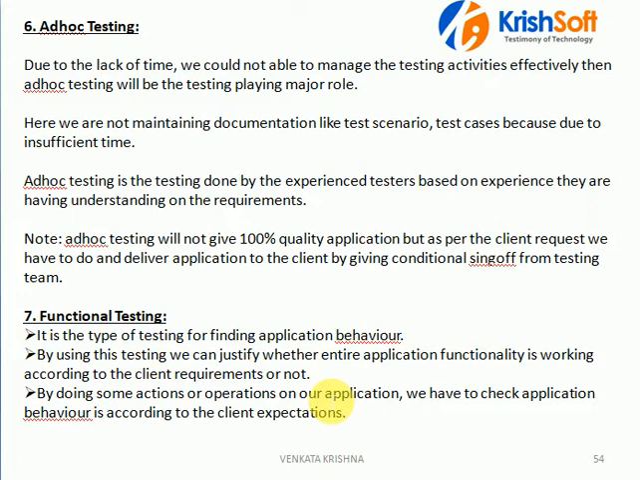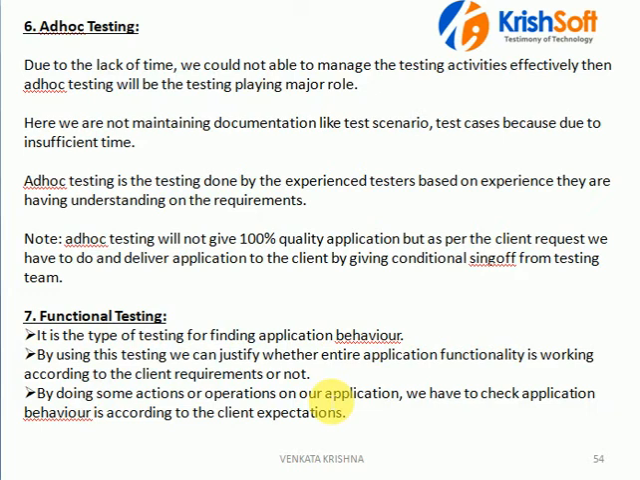Conditional sign off is something like: due to the lack of time, we did not test all the functionalities. We have tested so and so. These are all working fine. That is the reason we are giving conditional sign off. If you give a conditional sign off, it means that in production you may get one or two bugs or a few bugs. Then the client will not ask the testing team why you missed those bugs, because you have given conditional sign off. You did not test each and everything. That is one way we do ad hoc testing.